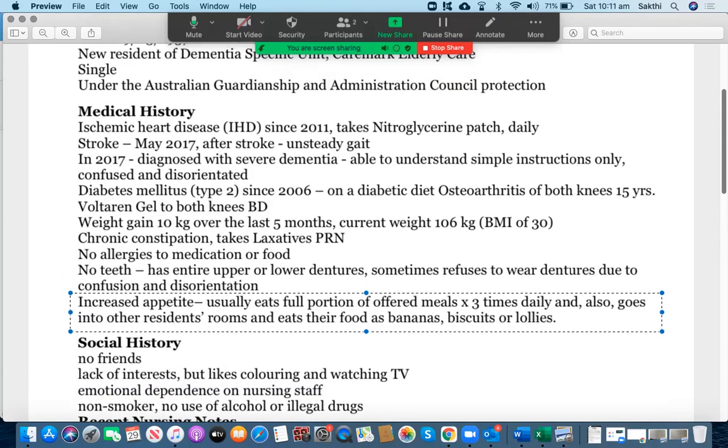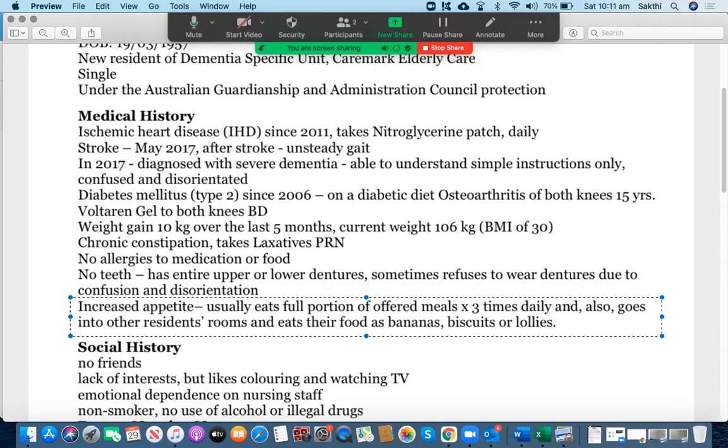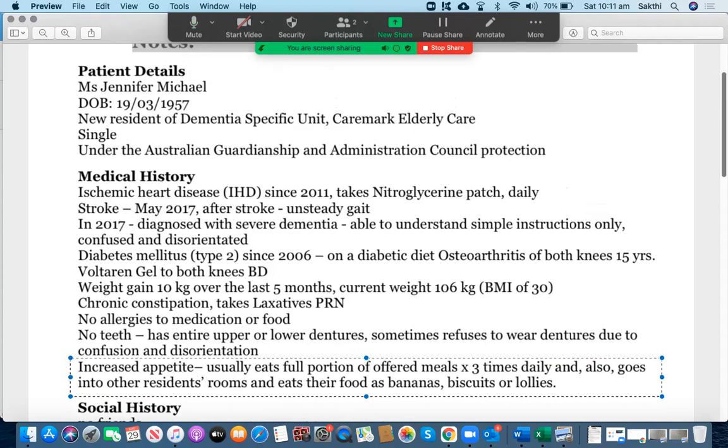Say for example, in this case, there is an increased appetite for the patient. So she eats her meals plus she eats others' meals as well, others' food like bananas, biscuits, and all these. You don't need to mention all these things, but you have to simply say she eats others' food as well, other residents' food as well. That is important.